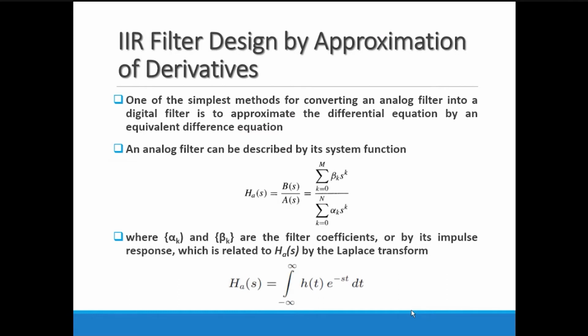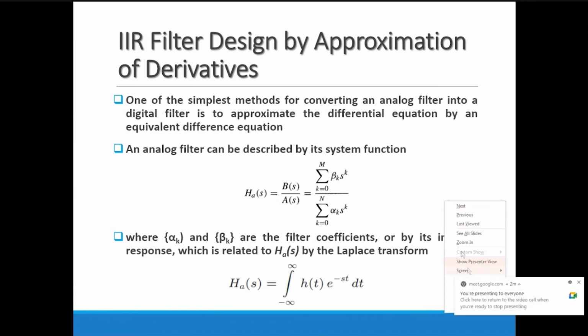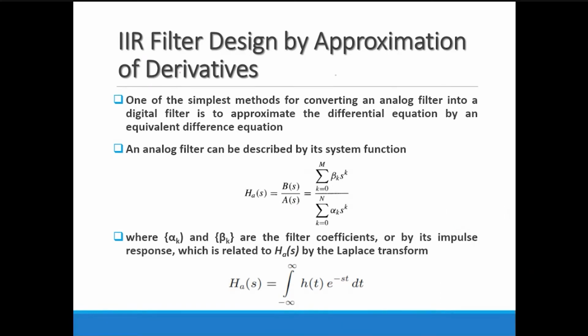So one of the simplest methods for converting an analog filter into a digital filter is to approximate the differential equation by an equivalent difference equation. So this is the first method we are using, by using the approximation of derivatives. This is the first method for IIR filter design.